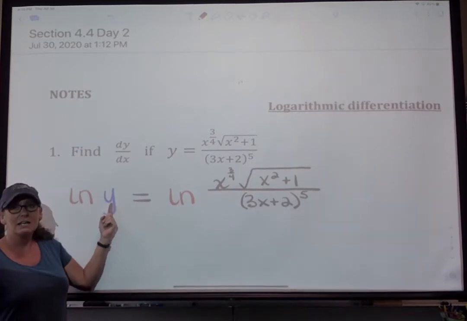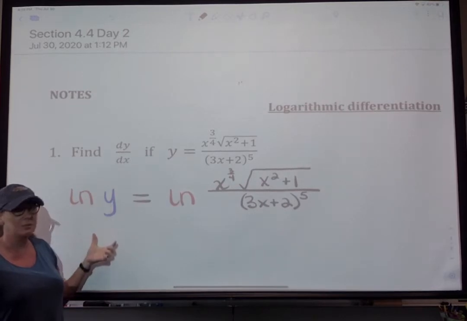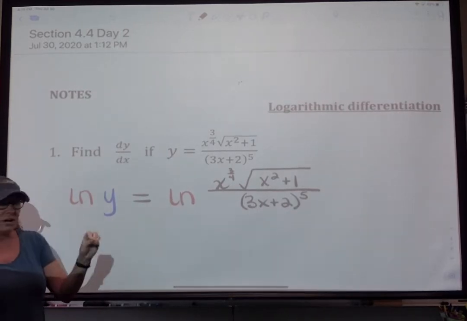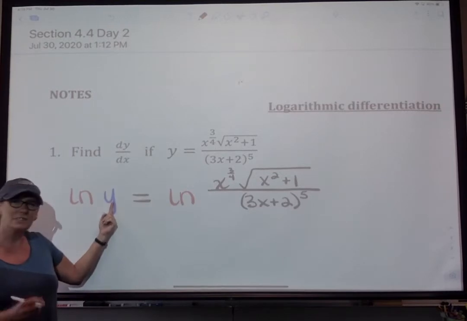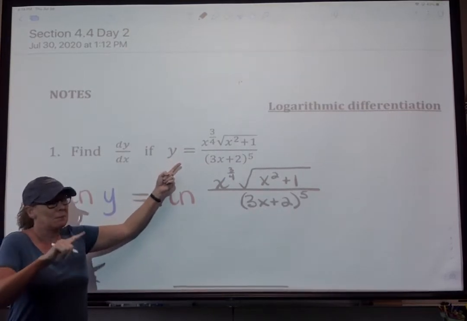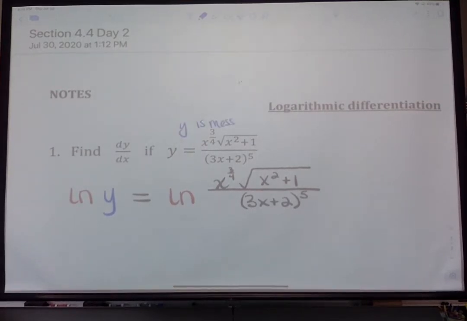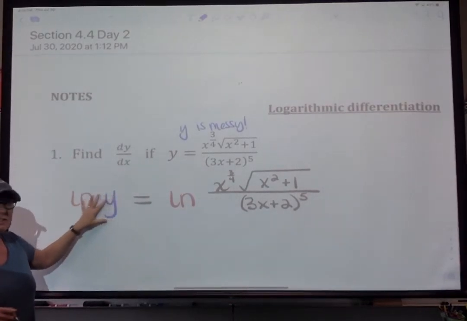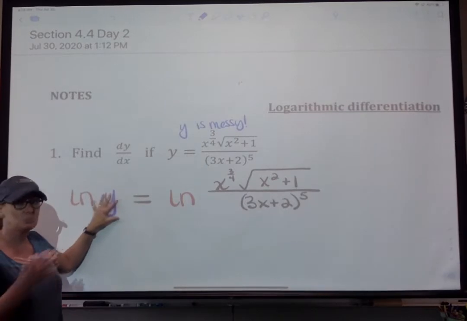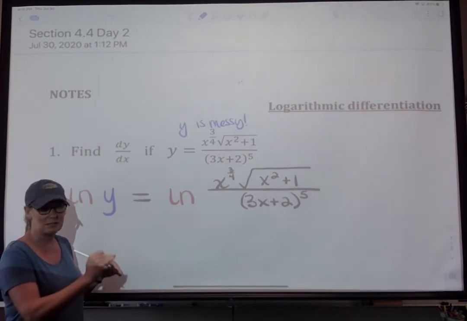Now my y is not by itself, so I can't just do this and go, oh, the derivative is y prime. Nope. Remember, x is our variable. What is y? y is that big old messy function. Let me just remind you, y is messy. So when it's time to do a derivative over here, I've got to do my derivative and then follow it up with the chain rule, remembering that y is messy.